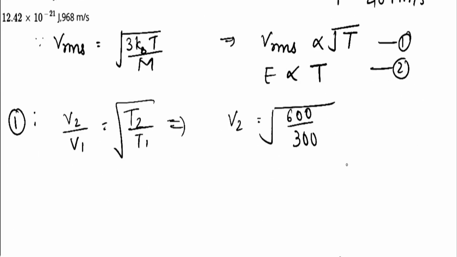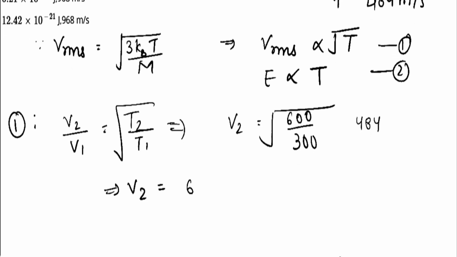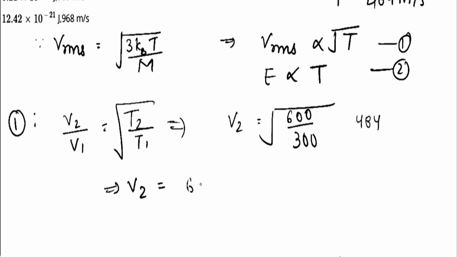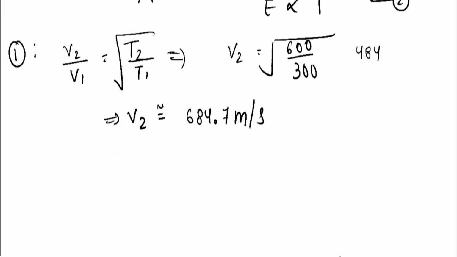Since V1 is 484, V2 would turn out to be equal to 684.7 meter per second approximately. So this would be the velocity.